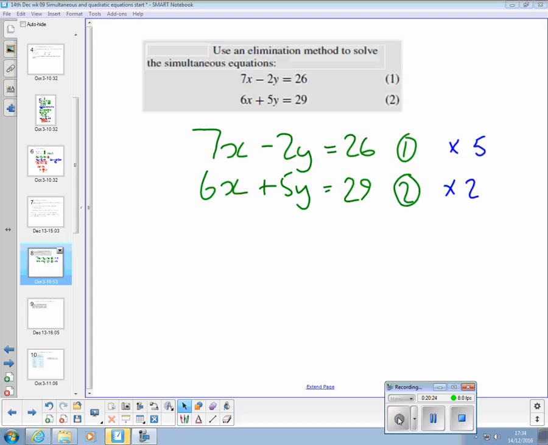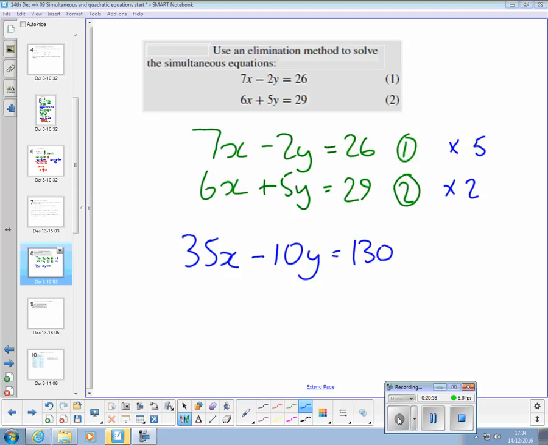So what do we get from that? Multiplying this by 5, what's the result? 35x minus 10y is 130. We'll call that equation 3. And this one we multiply by 2, so that's 12x plus 10y equals 58.